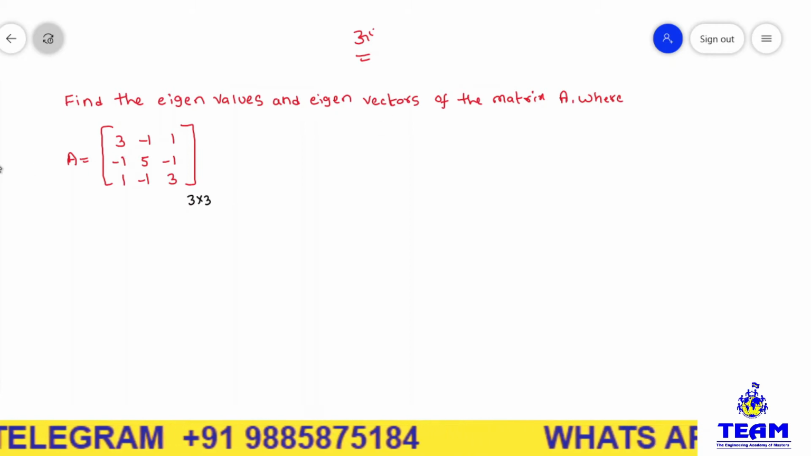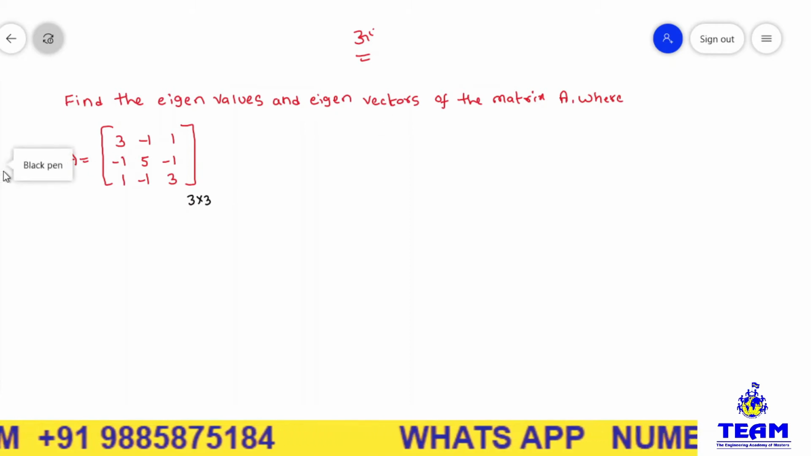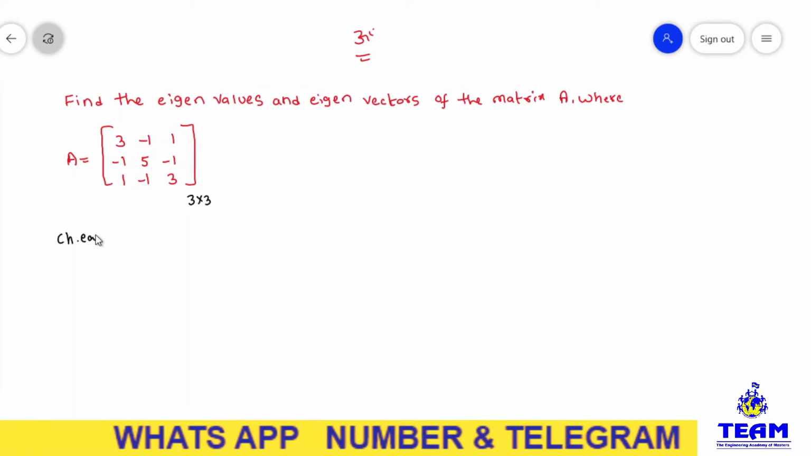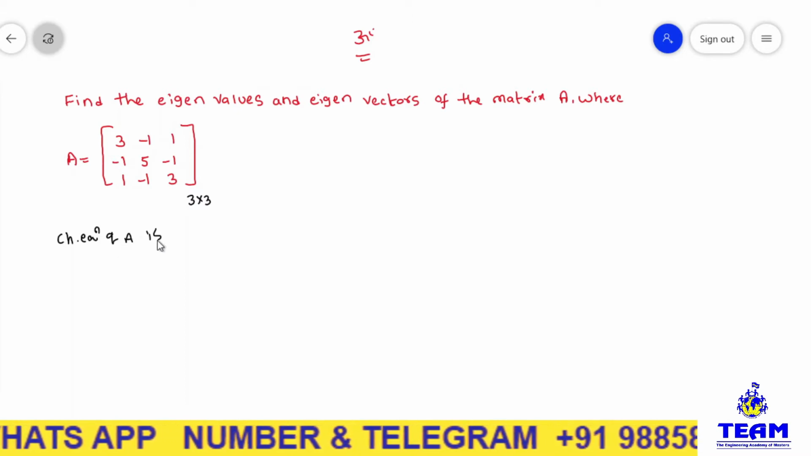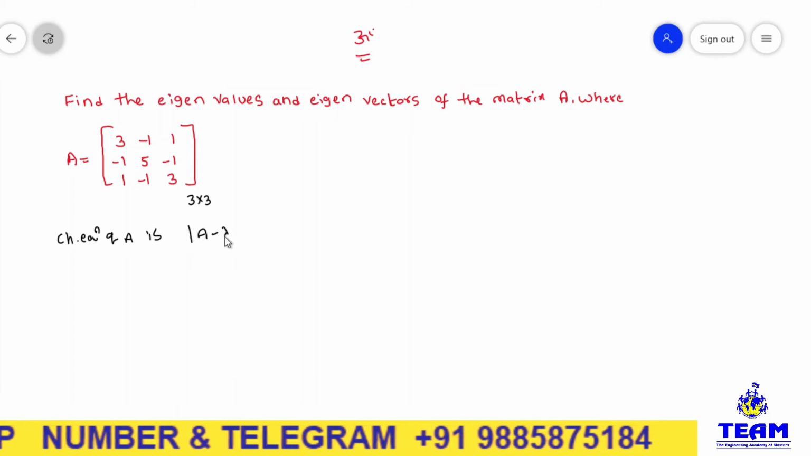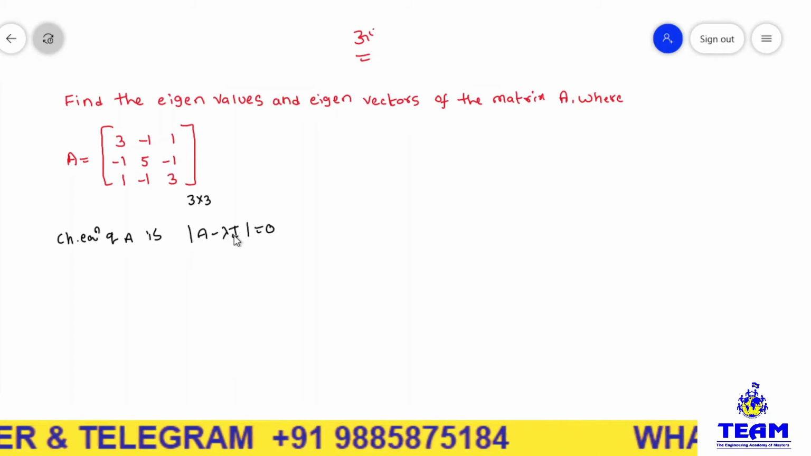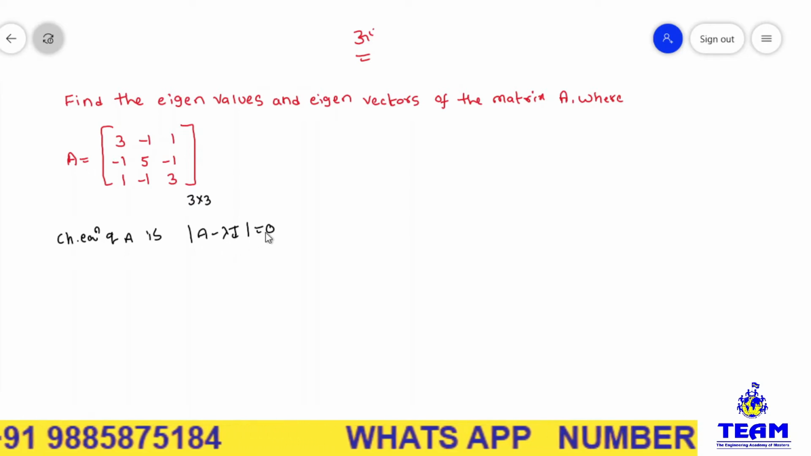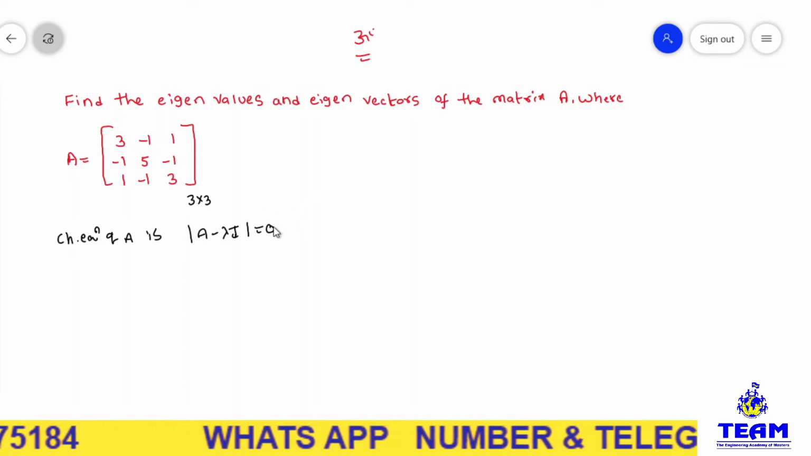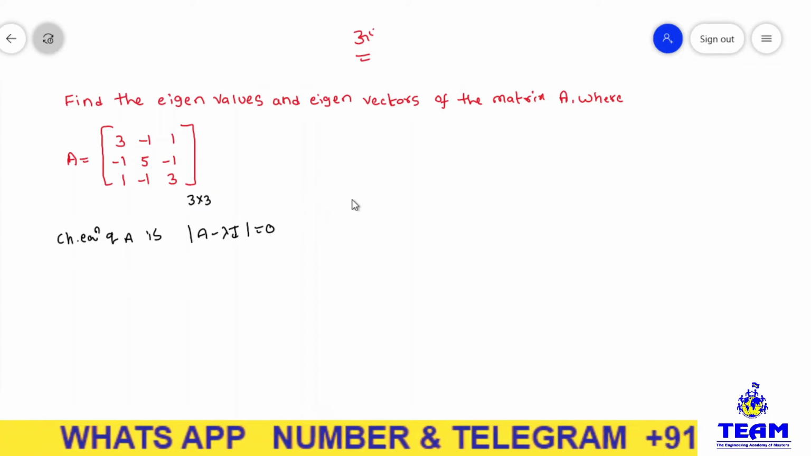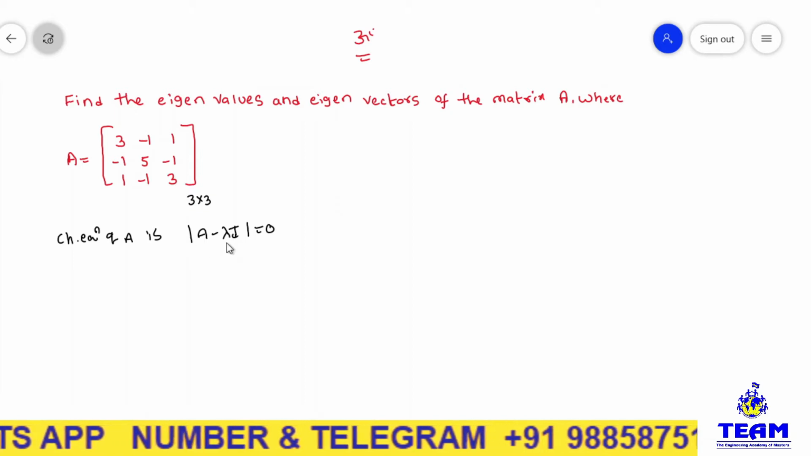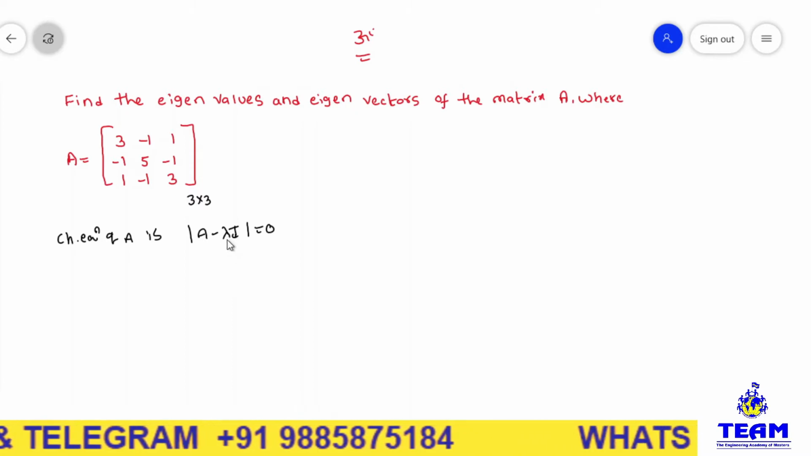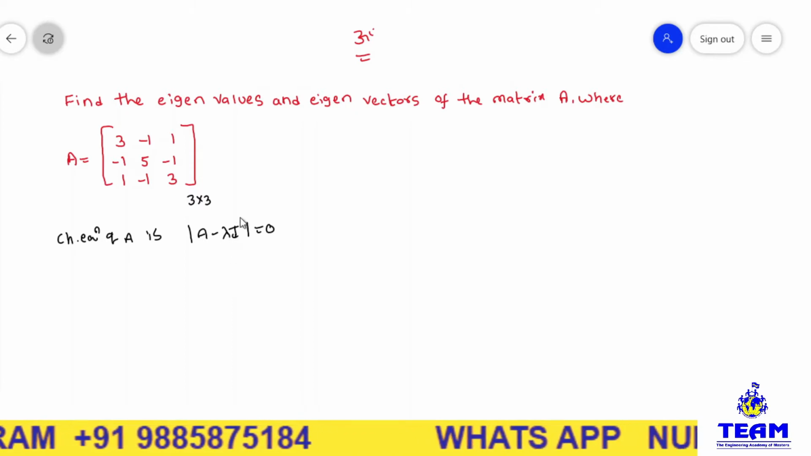Okay, now to find the eigenvalues we require the characteristic equation of A. I am writing the characteristic equation of A as mod of A minus lambda I is equal to 0. Friends, this is mod, or else we can say determinant of A minus lambda I is equal to 0. This is the characteristic equation of A. If you simplify this equation we will get a polynomial in terms of lambda. If you solve that equation we will get the eigenvalues. Here lambda is called an eigenvalue of the matrix A.